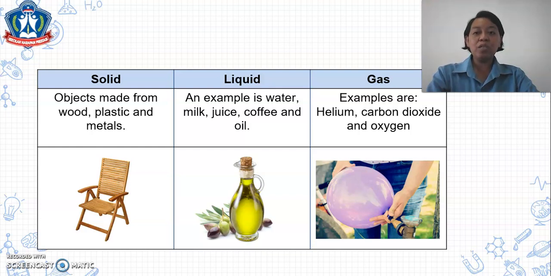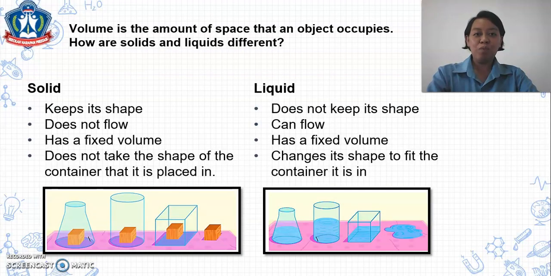Solids are objects made from wood, plastic, and metals. For liquid, an example is water, milk, juice, coffee, and oil. While for gas, examples are helium, carbon dioxide, and oxygen. What is volume? Volume is the amount of space that an object occupies.